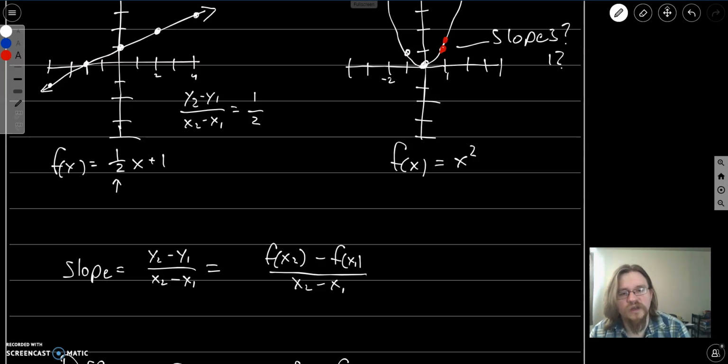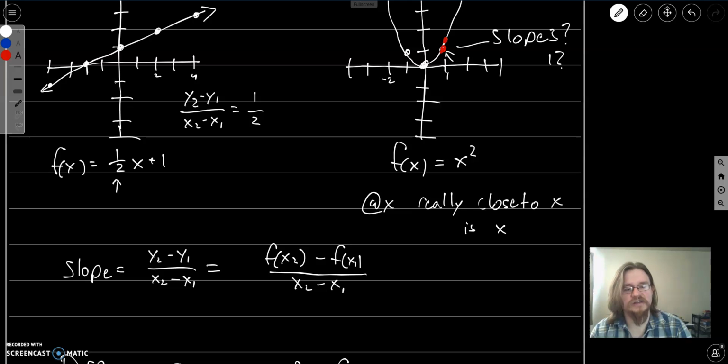Next, what I really want to think about is if I want to find the slope right here at this point, I want to take a point really, really close to it. So here's my strategy. If I'm at the point x, something really close to x is going to be x plus a little bit. My old math teacher referred to this as x plus a hair. So this is why we'll use the letter h here.